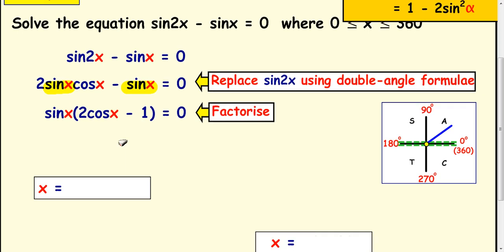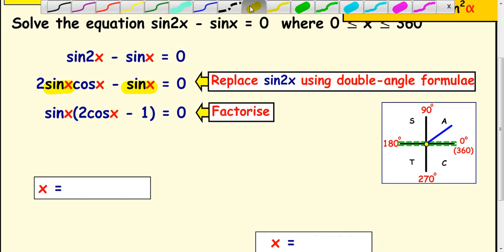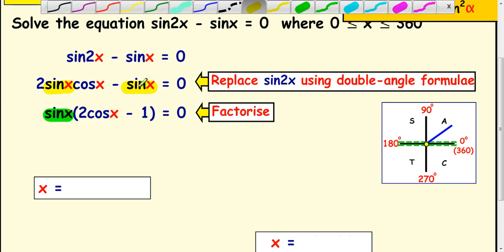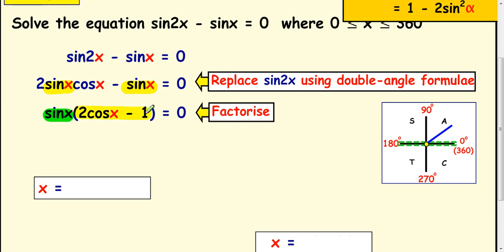So what that means is that either the sine x here is equal to 0, or this bit in the brackets equal to 0. So either the sine x equal to 0 or the 2 cos x minus 1 is equal to 0, and we can solve those two equations at that point to get our solutions. So sine x equal to 0, well, thinking of the graph, then the graph looks like this, the sine wave, and 0 happens at 0, 180 and 360, so that's your first set of answers there.